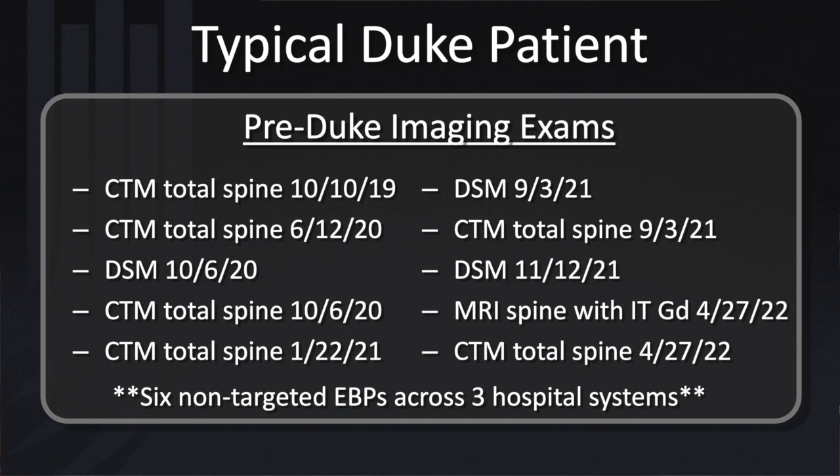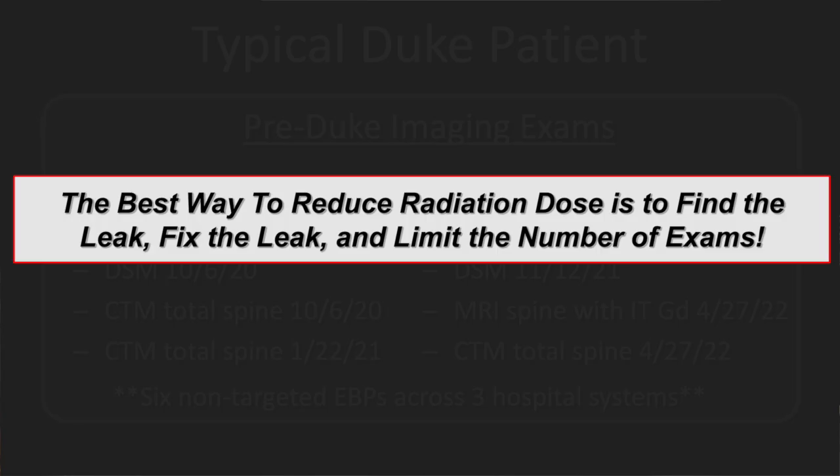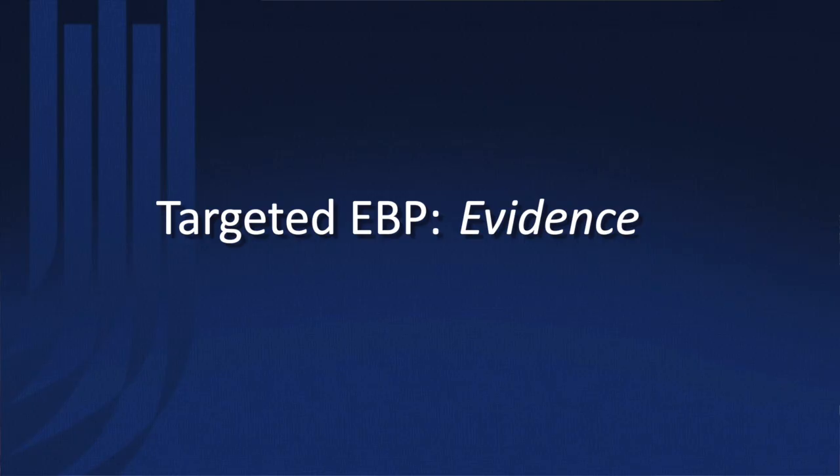There's all these different imaging exams and 6 non-targeted blood patches across 3 hospital systems. So my counter argument is that's an awful lot of radiation, and it's because we didn't do the imaging to find the leak and then do targeted patching. So the best way to reduce the radiation dose is to find the leak, fix the leak, and limit the number of exams.